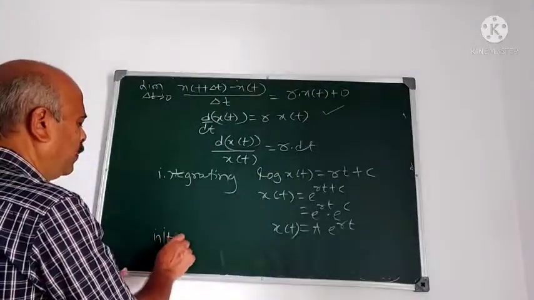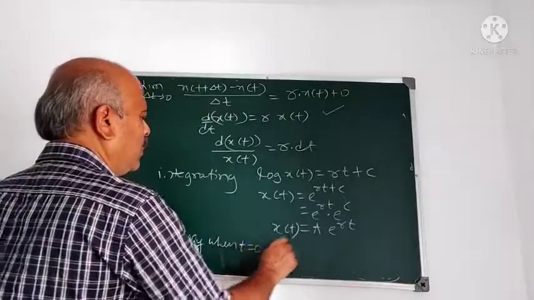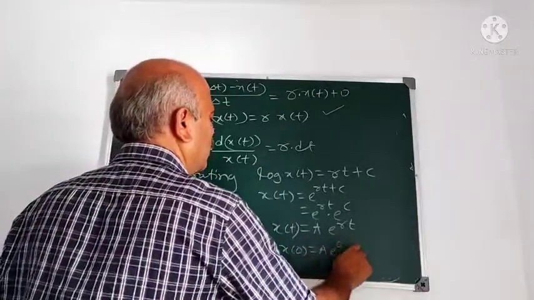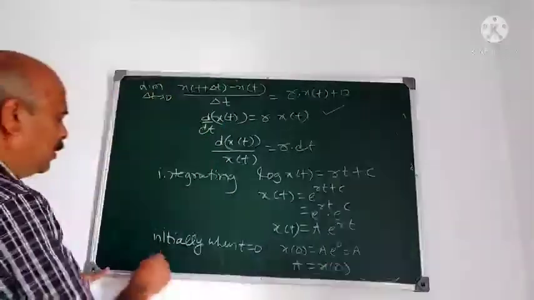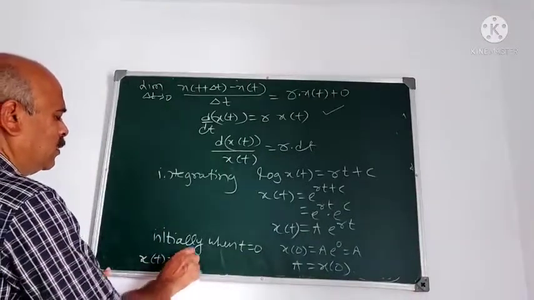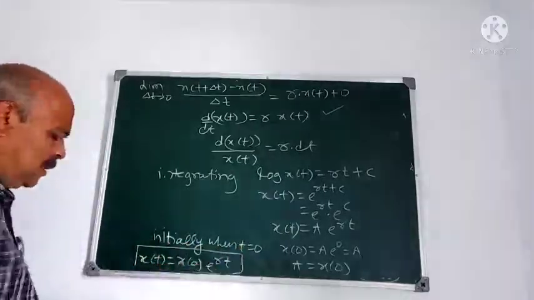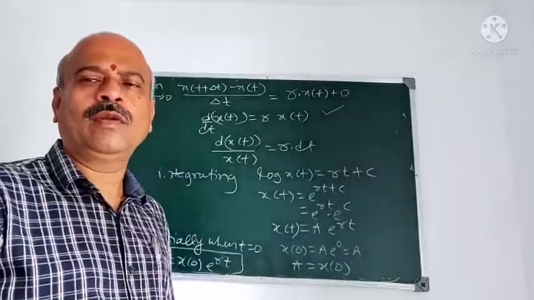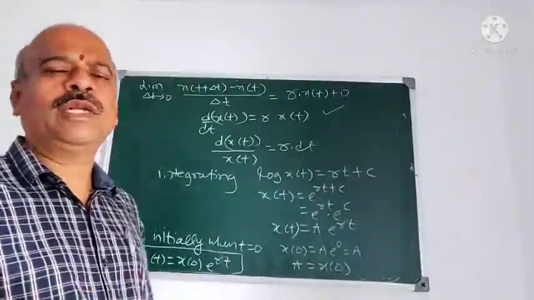Initially, when t is 0, x0 is A e raised to 0, which is A. Therefore, A is equal to x0. Therefore, x of t is x0 e raised to RT. This is the compound interest model through calculus. This can be used as a formula to find the compound interest.